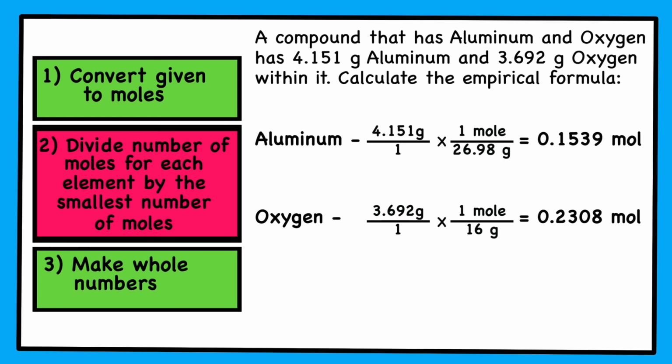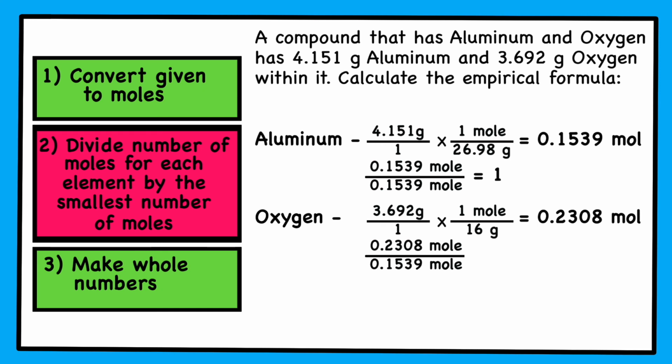Our second step has us comparing and dividing the moles produced from step 1. So I'm going to look at the amount of moles produced of aluminum and oxygen and see that the moles produced from aluminum is less than the moles produced from oxygen. Because of this, I'm going to divide our moles produced in step 1 by the amount of moles of aluminum produced. In other words, I'm going to take 0.1539 and divide it by itself to get 1, and I'm going to take 0.2308 and divide it by 0.1539 and get 1.5.